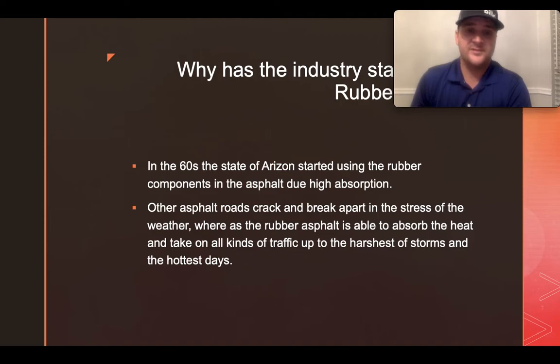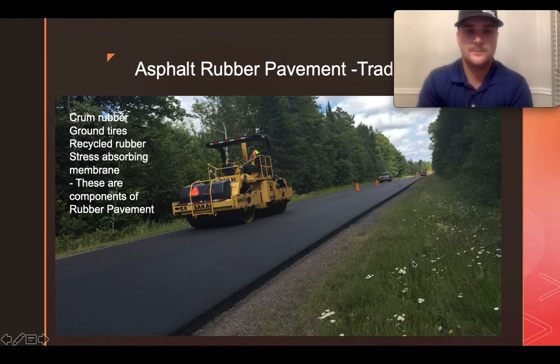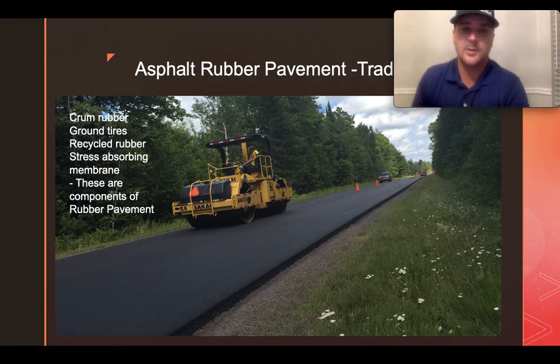In this instance in Arizona, they have really high temperatures, so a lot of the asphalt cracks, and we use this rubber to help absorb that fluctuation in the asphalt. The couple of different ways we use this rubber asphalt, and the types that we actually use, are crumb rubber, ground tires, recycled rubber, and stress absorbing membranes. These are all components of the rubber asphalt pavement.